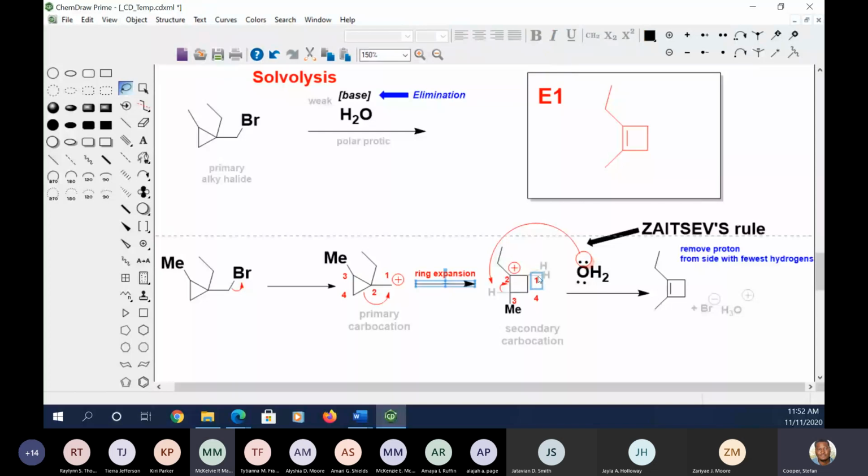If I can remove a hydrogen from a neighboring carbon, right? The carbon that has the fewest is going to be the one that leads to the Zaitsev product. Right? We'll decide with the fewest number of hydrogens.